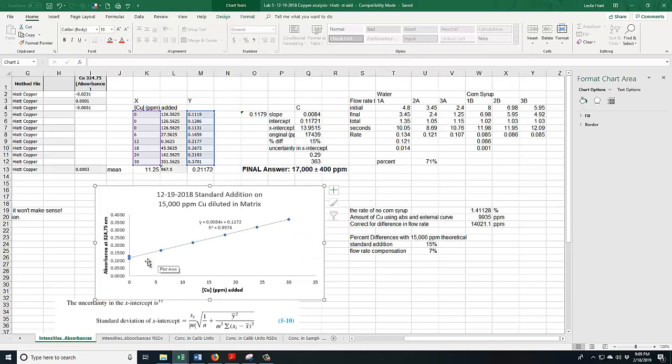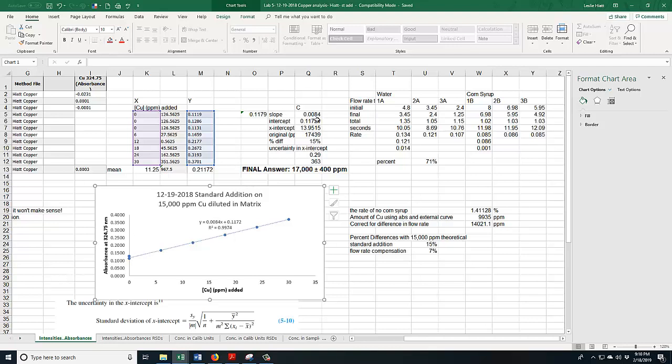Your graph should have looked something like this, where you added standard amounts of copper using constant volume and volumetric flasks in order to analyze your sample. So your sample here with no standards added was shown in triplicate right here on this axis. With this, you were then able to figure out how much copper was in your original sample by figuring out where your trend line met the x-axis, and then back calculating how much was in the original based on how you diluted the original sample down into your volumetric flask.